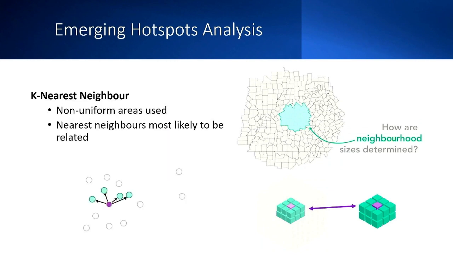There are several ways of determining neighbourhoods. For the emerging crime hotspot analysis tool I developed, the K-nearest neighbours method was used to identify spatial neighbours. This method was chosen as the space-time cube has been aggregated into non-uniform areas, the statistical area 2, and K-nearest neighbours finds the neighbours that are closest spatially and therefore most likely to be related.